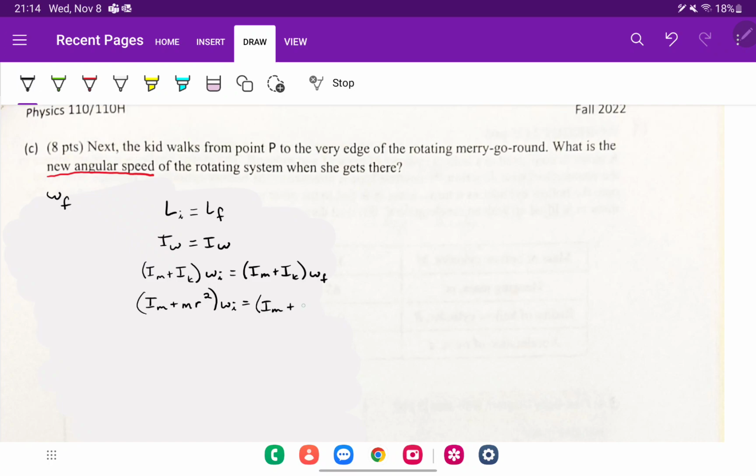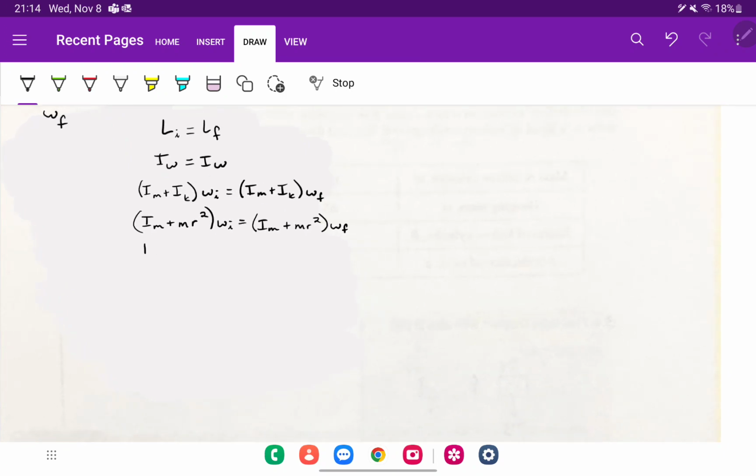I of the merry-go-round plus MR squared. Now we'll plug in some numbers. So 140, mass of the kid is 35. The radius in this case is not the radius of the entire circle because she's at point P, which it gives it to us as R over 2 squared.